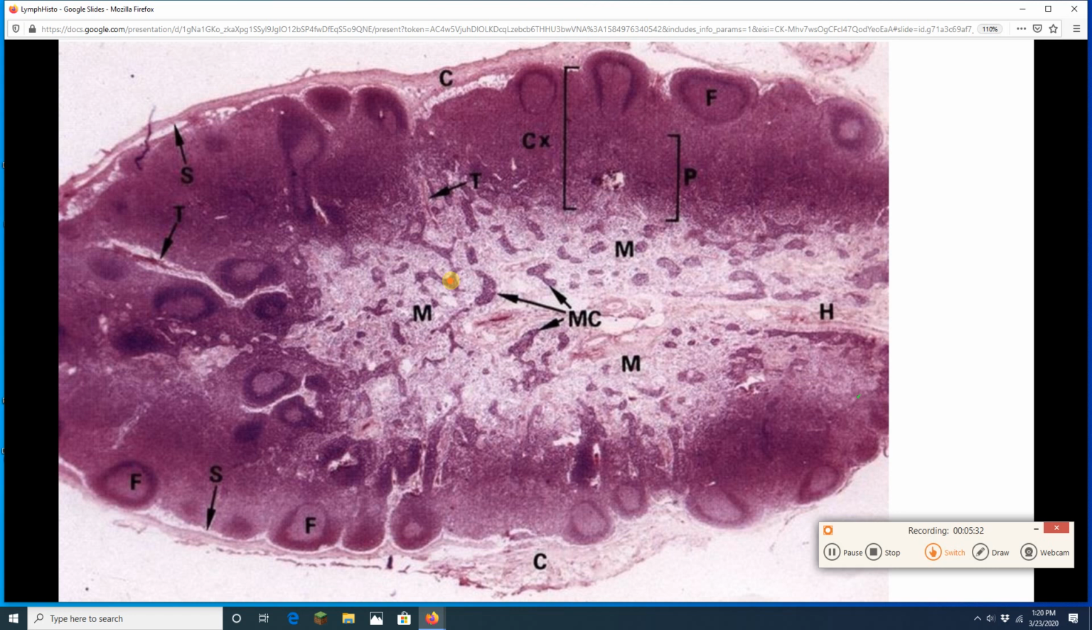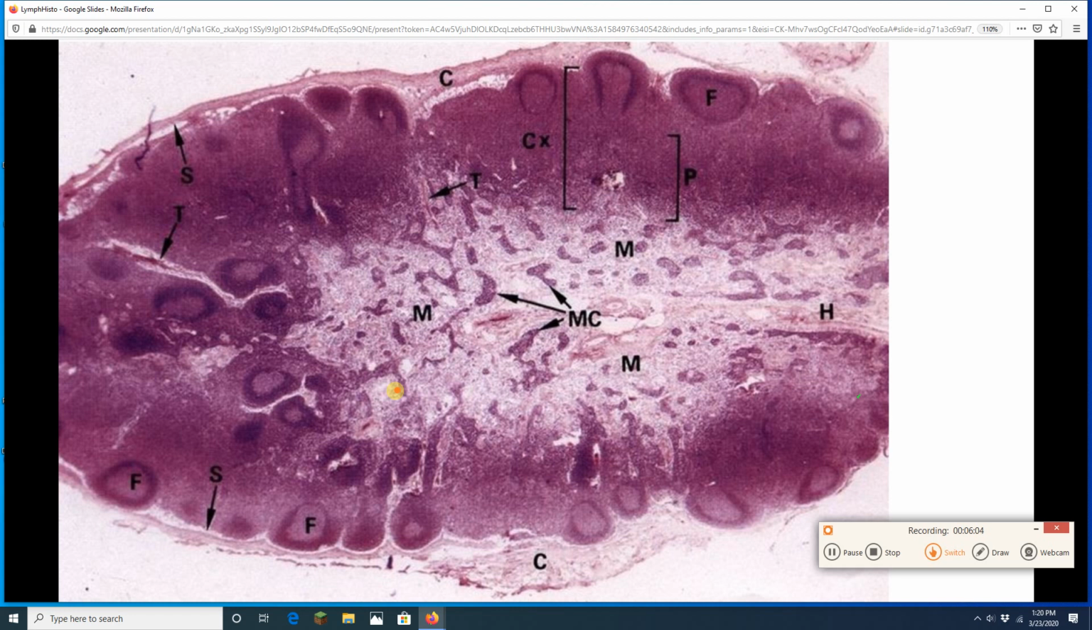Now, in the medulla, we do see clusters of lymphatic tissue, lymphocytes, and other cells. Those are called medullary cords, hence the MC here. We also see lots of spaces. So this is a sinus right here. Another sinus up here. Other spaces in here would be sinuses through which the lymph is going to flow.